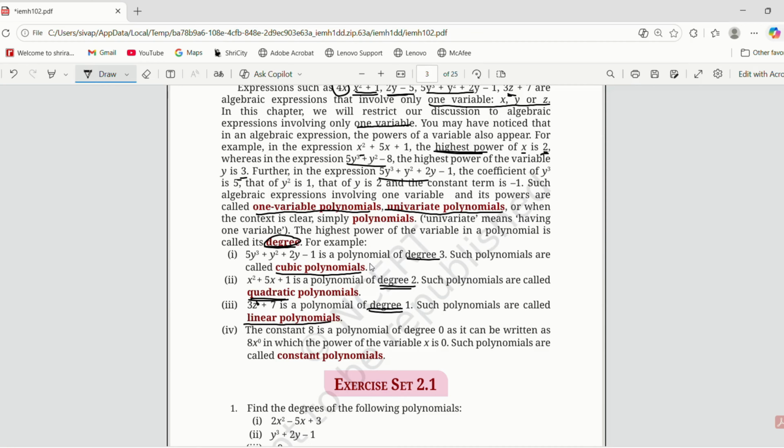The constant 8 is a polynomial of degree 0. This is a very important statement. Whenever we have a constant, whatever the constant may be, let us say k, if someone asks what is the degree of a constant polynomial, the answer is 0. So the degree of a constant polynomial is always 0. That is our answer. And such constants can also be called constant polynomials.